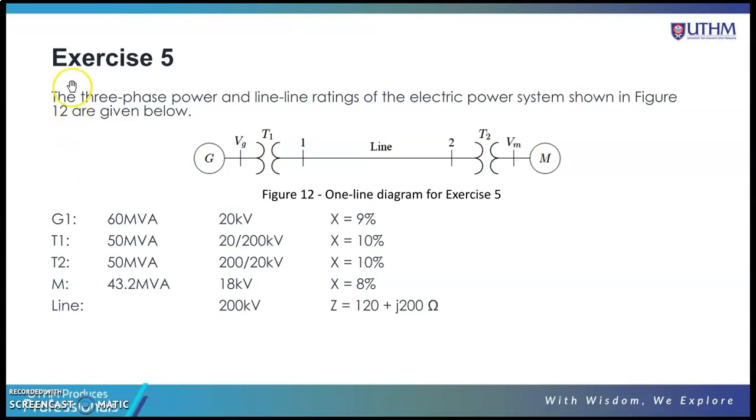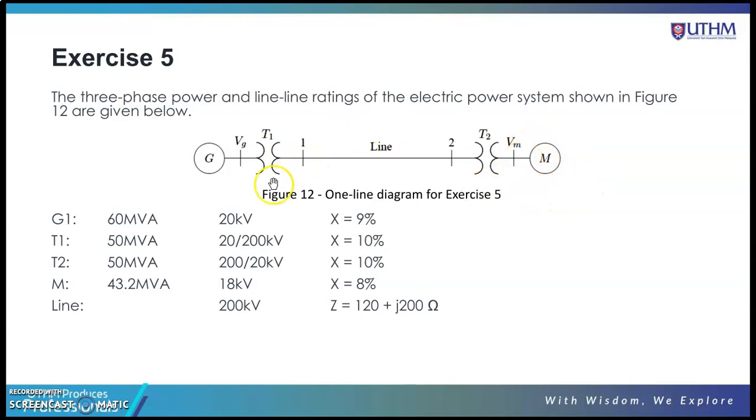So in this video we will discuss exercise 5 for the per unit system. Look at exercise 5. The three-phase power and line-to-line ratings of the electric power system shown in figure 12 are given below. We have a one-line diagram. We have a generator, transformer 1, a transmission line, transformer 2, and a load, or motor.